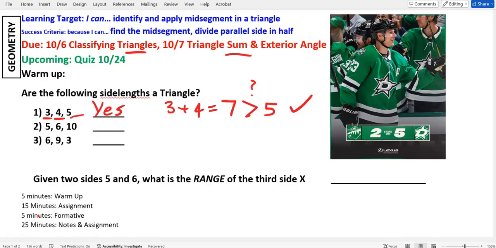Okay, what about number 2? What are the two smaller numbers? 5 and 6. What's 5 plus 6? 11. Is that greater than the third side? 10? Yes. All right, now 6.